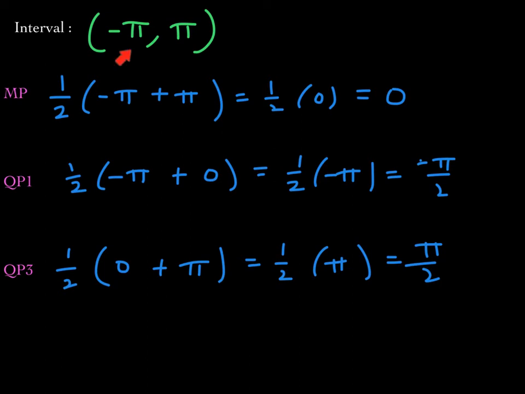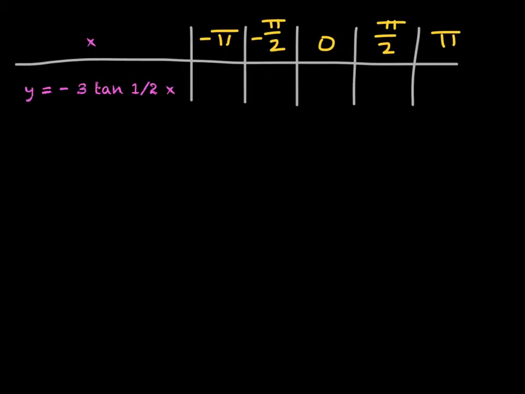However, these endpoints, remember, are where the vertical asymptotes are located. So remember, these are undefined values. So these are really the input values that we want. All right, remember that at negative pi, we're undefined. That's a vertical asymptote, again, at pi. All right, I'm going to plug in 0. It's probably the easiest math to do.